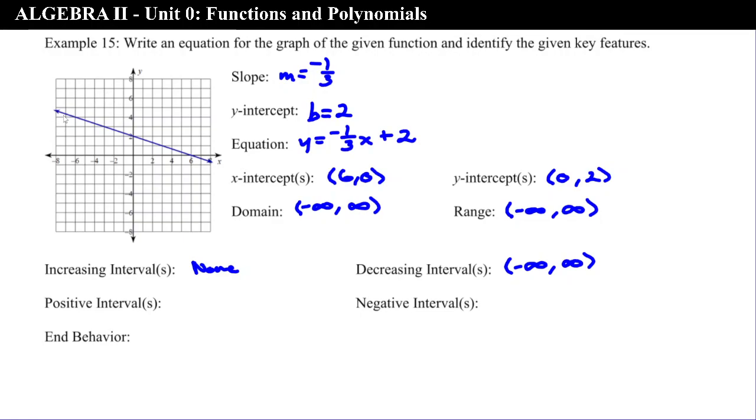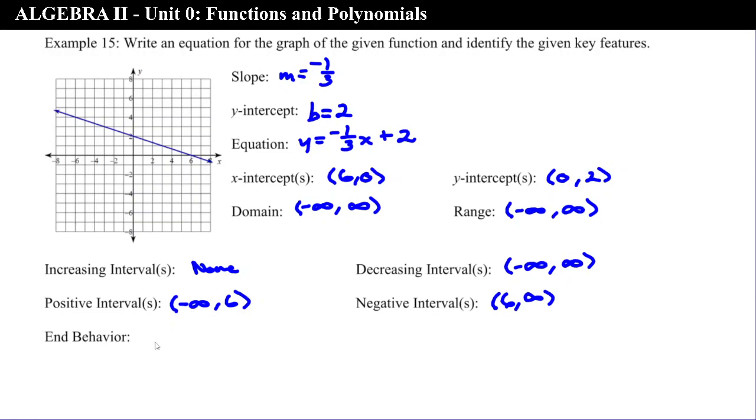Now let's do positive and negative. Well, we're starting positive from negative infinity, and we're positive until we get to x equals 6. So negative infinity to 6. And remember, we're not including 6 because at 6, the value is 0 in the y direction. And 0 is not positive, so therefore it's not included. It's also not negative, so we're not going to include it on the negative interval, which goes on to infinity on the negative side of the axis.